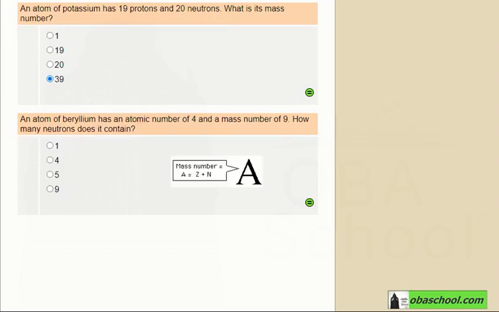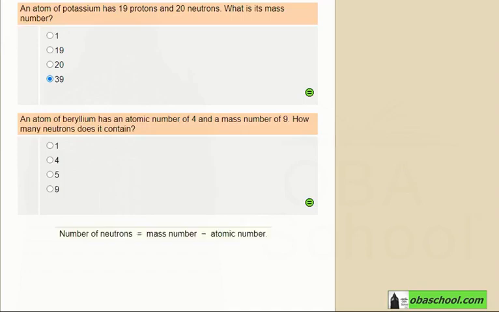So we know the formula of the mass number is A equals Z plus N. So to find N, ultimately we subtract Z from A. Number of neutrons equals mass number minus atomic number, which is 9 minus 4, and that will give us 5.